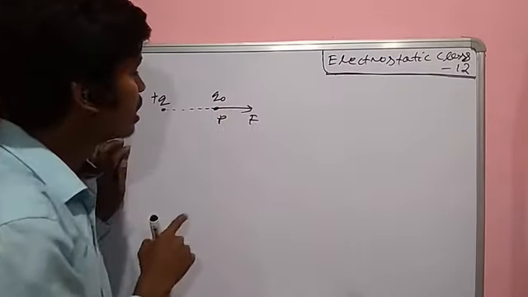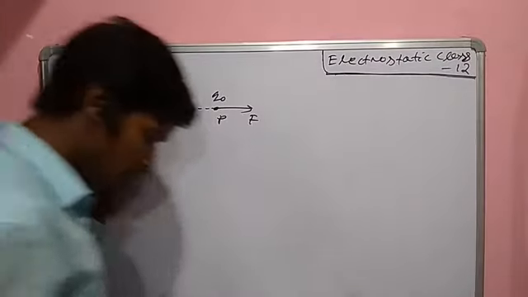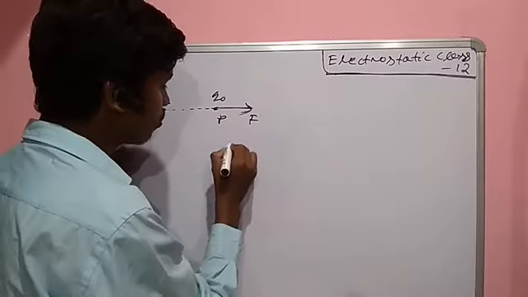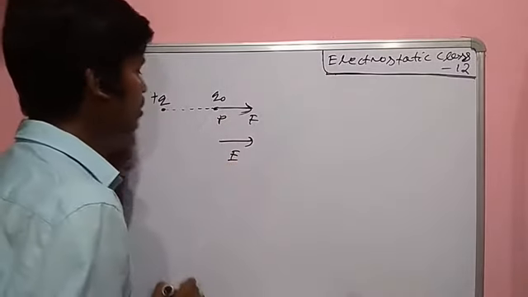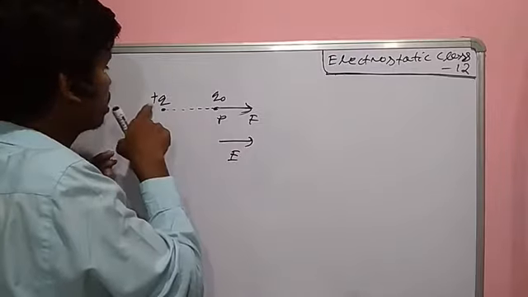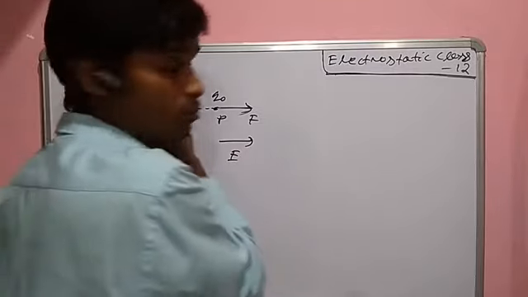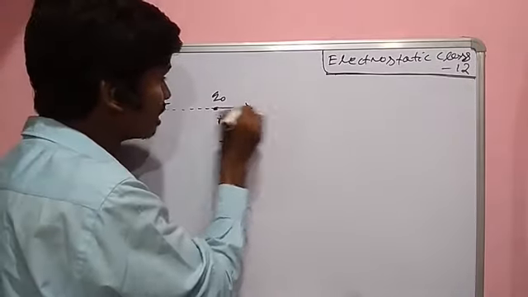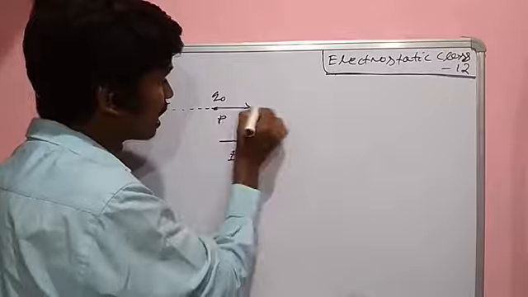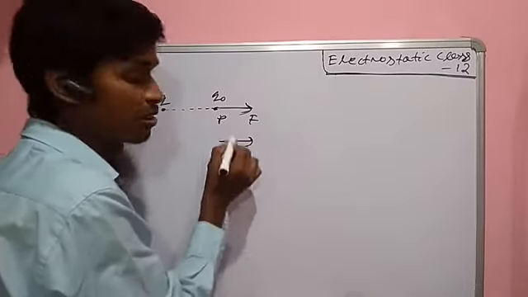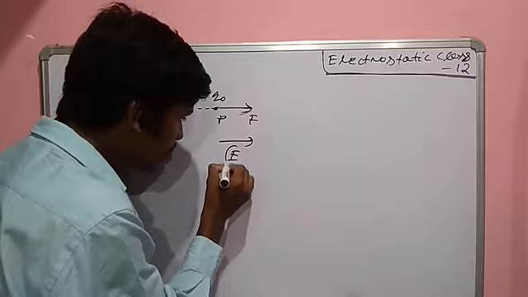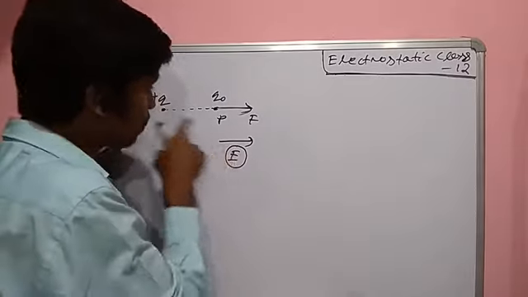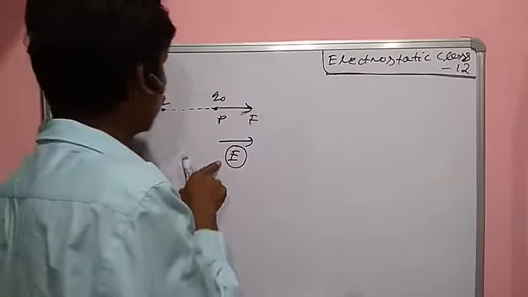That means some points we have already written. The direction of field, direction of force is equal to direction of field. Yes or no? This is the main point. Whenever this is the point charge, this is the positive charge, force is exerted in this direction, and electric field is in this direction. This electric field is created due to source charge.